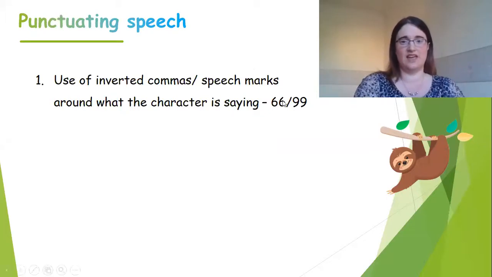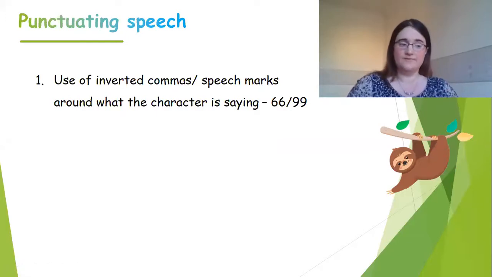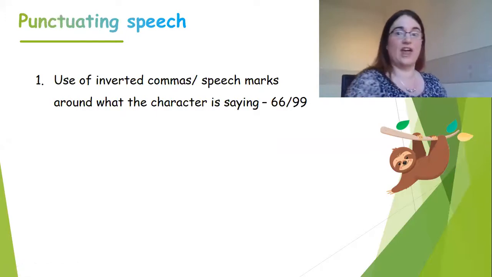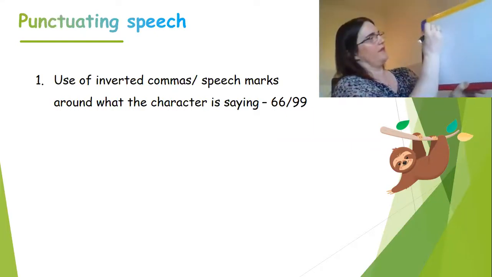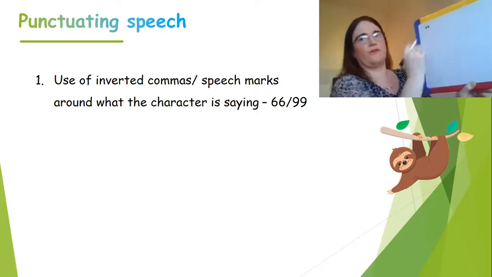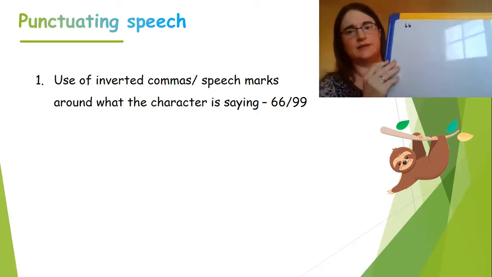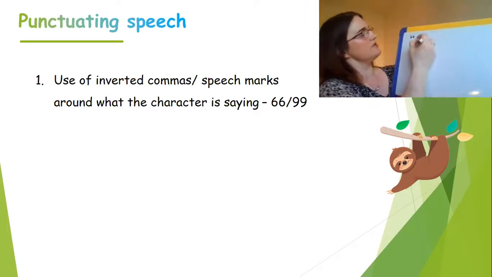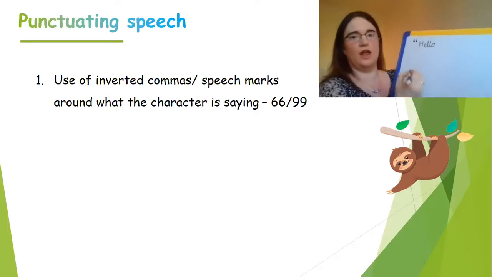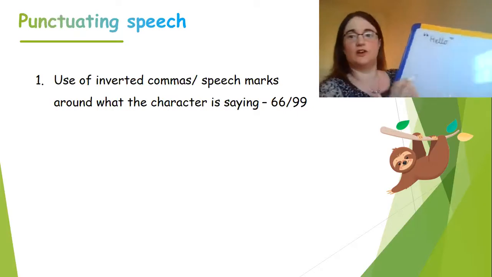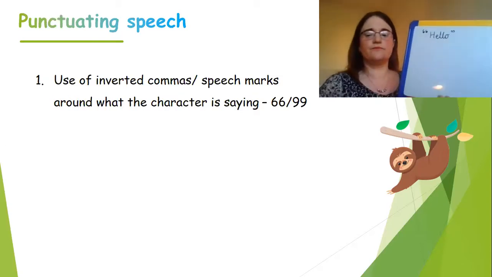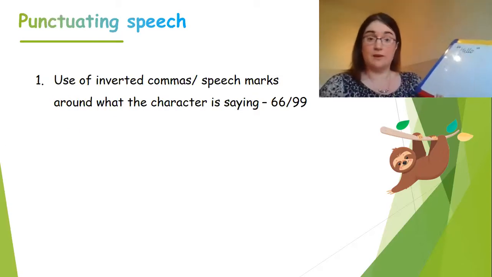And you can see at the end of the line here, I've written 66 and 99. That's because at the beginning, the speech marks look like the shape of a 66. So if I show you on my board here, you can see they look a bit like a 66. And then I've got the words that the character actually says, hello, and then I close my speech marks and they look like a 99. Can you see that? So that's the first thing that we're going to be thinking about today.